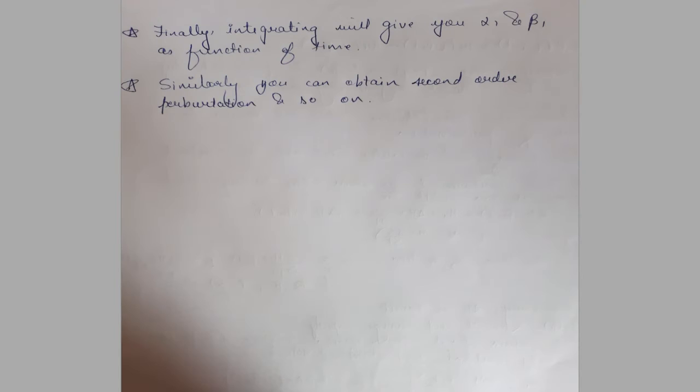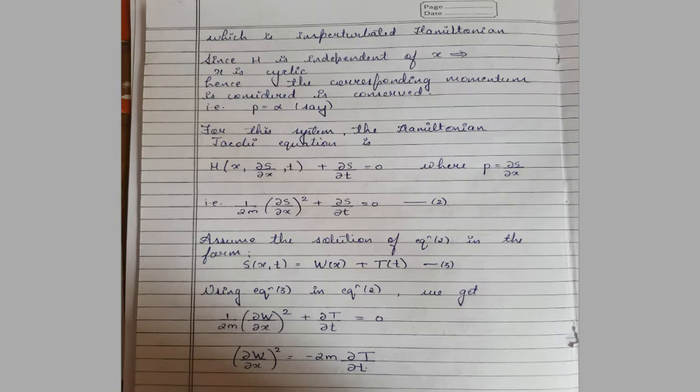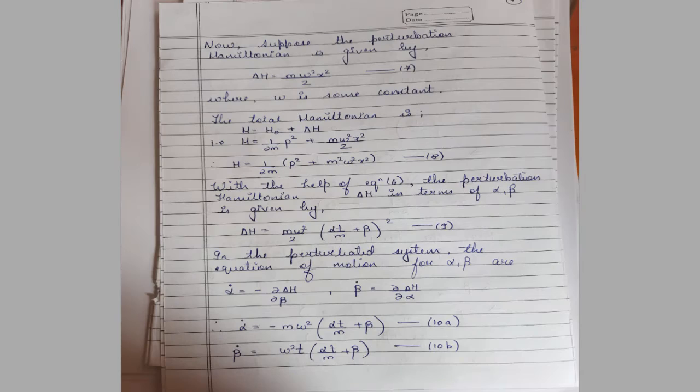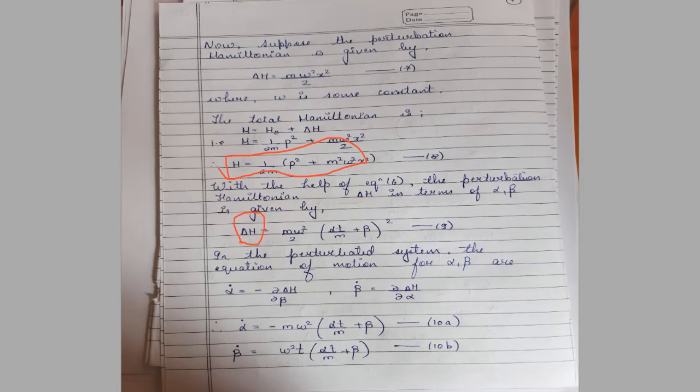No, this is my first question. See, what did we do? First, we found out the Hamiltonian in the unperturbed case. Then we considered the perturbation. First we found out the Hamiltonian in the perturbed case, and after that we considered delta H, that is the perturbation Hamiltonian, and then we solved further. In this question we will also do the same thing.